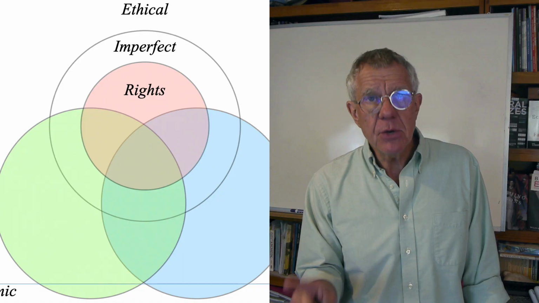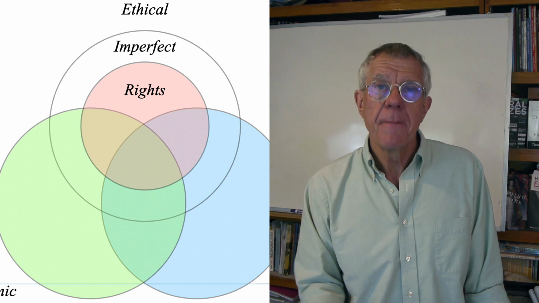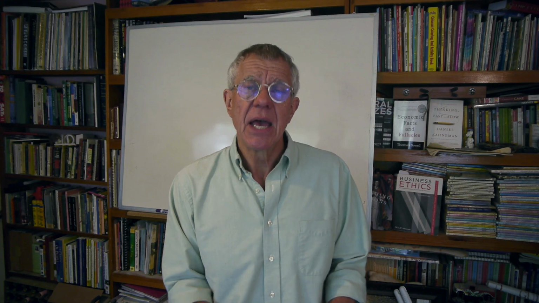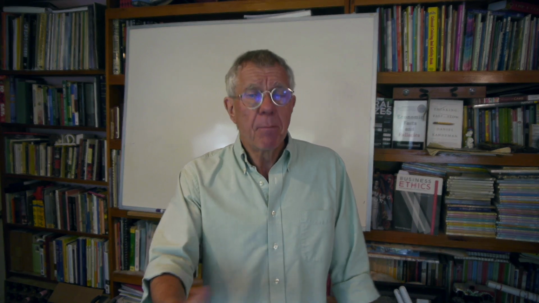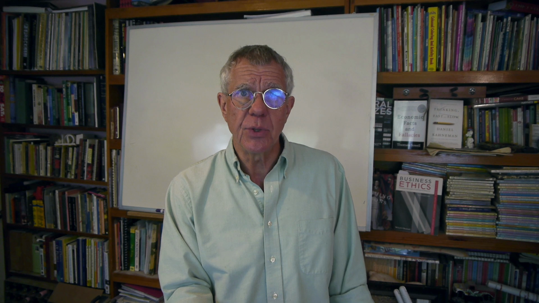The dispute comes in the part of the circle here that I've left uncolored: the imperfect obligations of an ethical character. And notice I'm talking here about responsibilities. Responsibilities that are ethical responsibilities that go beyond respecting people's rights, but also are not involved with economic considerations or legal considerations. There's no legal responsibility to do these things. There's no economic responsibility to do these things.